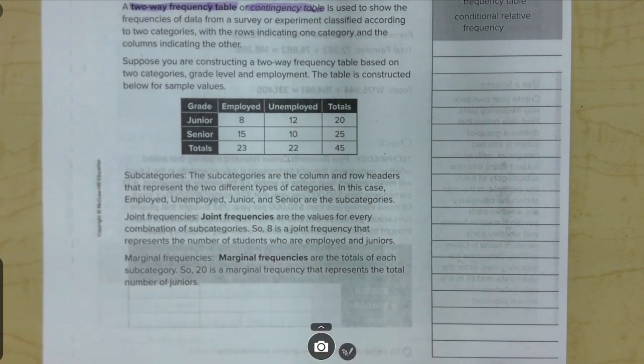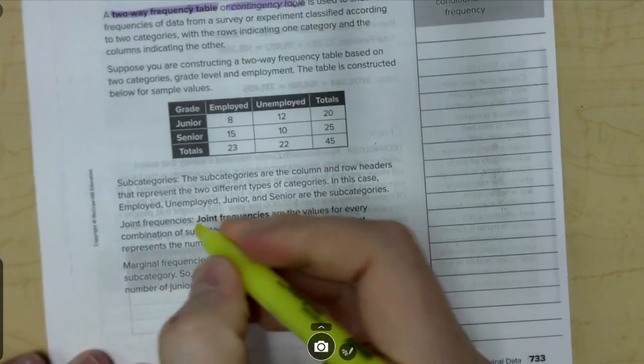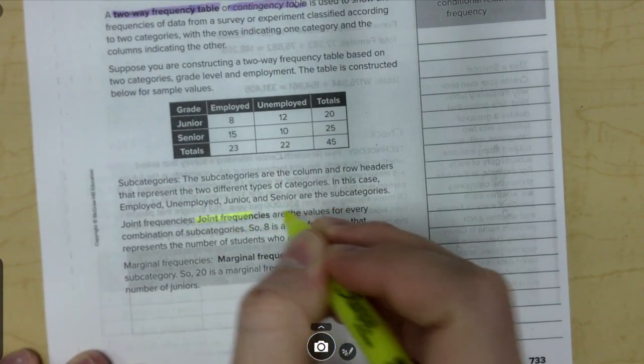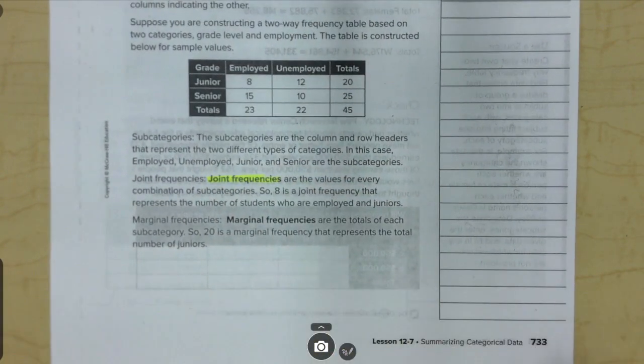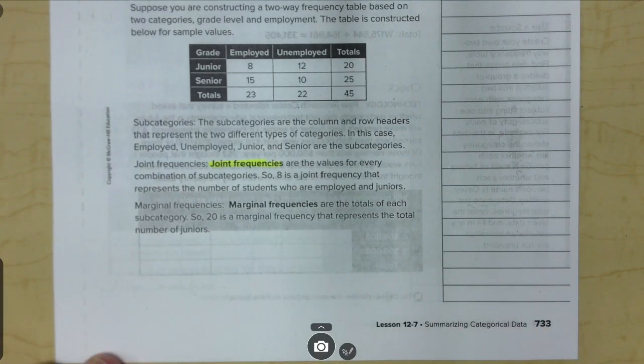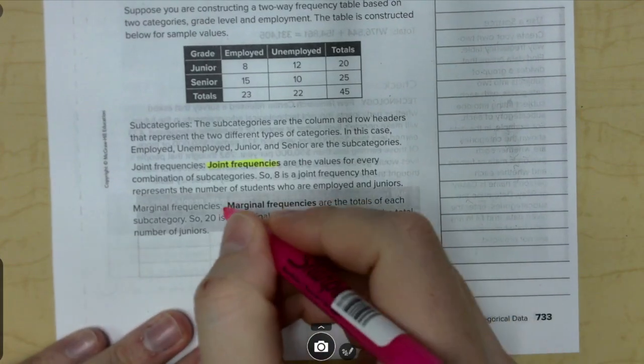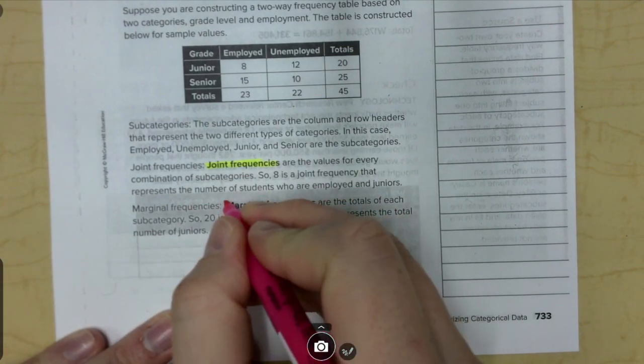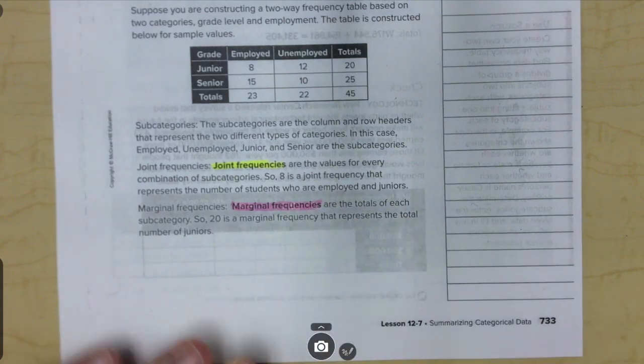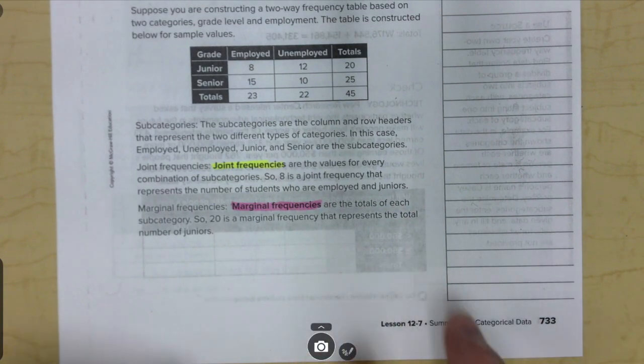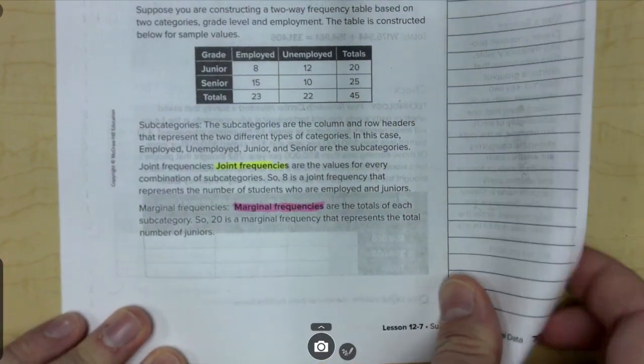Joint frequencies are the values. That's a vocab word. Joint frequencies are the values of every combination of subcategories. So 8 is a joint frequency that represents the number of students who are employed and juniors. Marginal frequencies are the totals of each subcategory because they're on the margins. So 20 is a marginal frequency that represents the total number of juniors.